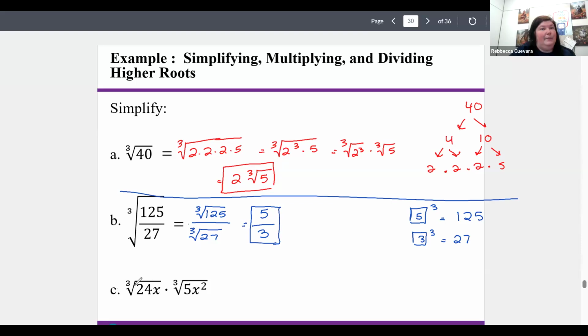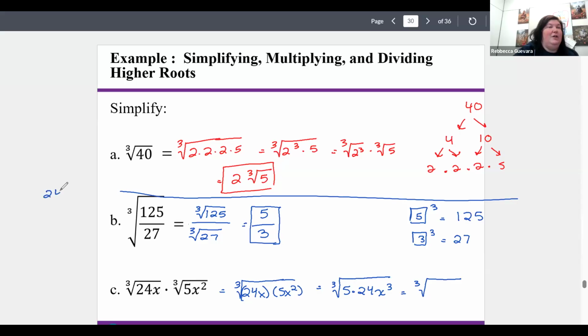And then for C, we're going to combine this because we have a cube root and a cube root. As long as it's the same root, kind of like the same exponent, I can combine this into the cube root of 24x times 5x squared. I'm going to leave that 5 times 24 because I'm going to break that down. x cubed if I put the x's together. So we just need to bring down that 24.